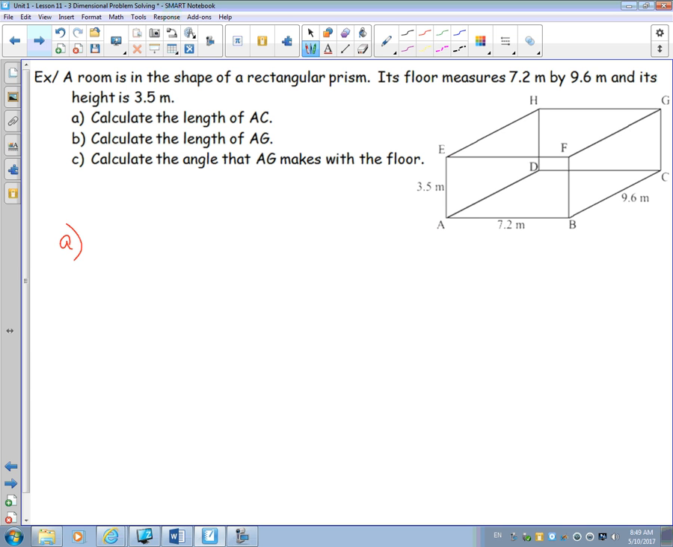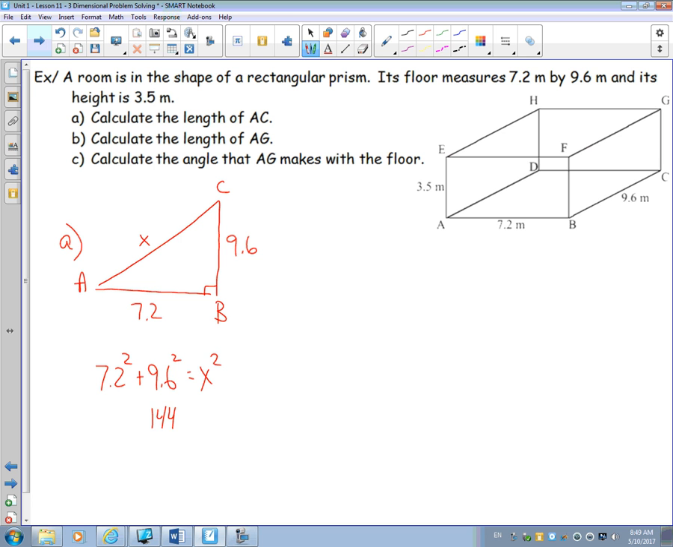So if I want to find AC, I can draw my diagram. I look at this and I say to myself, there's a right angle there, at angle B. Here's A, here's C. I know A to B is 7.2, C to B is 9.6. I want to find that. Well, it's sides again. That means I can use Pythagoras again. So I can do a squared plus b squared equals c squared. Okay, plug it in my calculator. I end up with 144 for x squared, which means x is 12. Done.